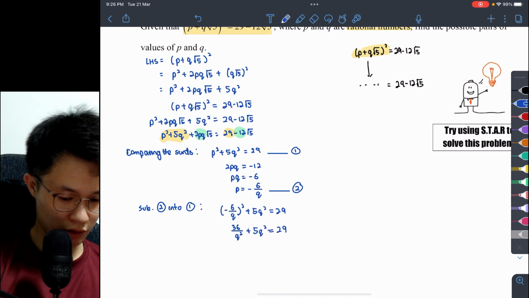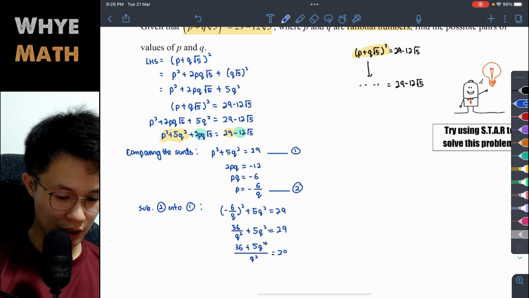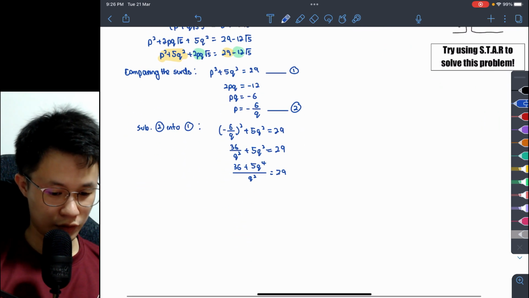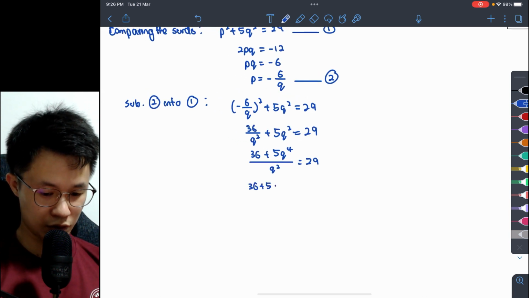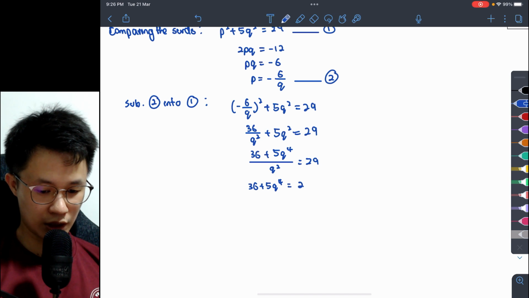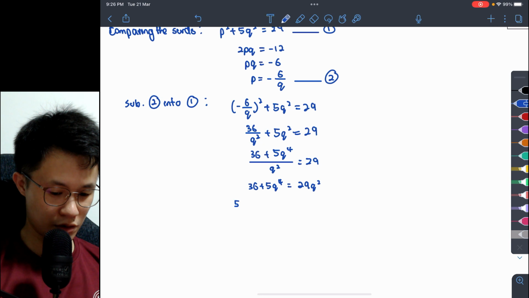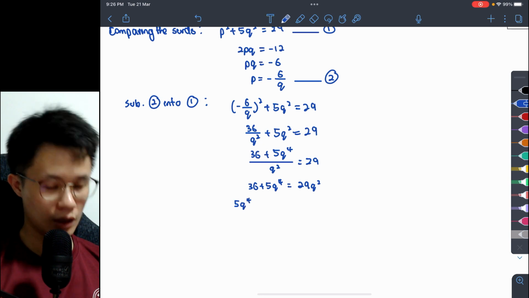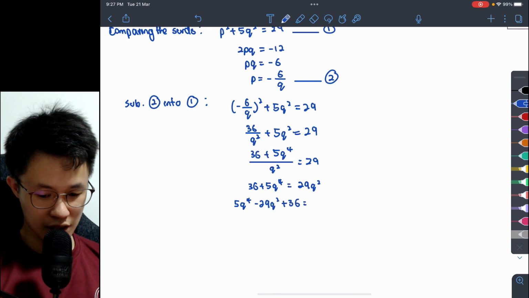Not going to be easy here, so it will be 36 plus 5q to the power of 4 divided by q square equals 29, and we can move things along the way. We will have 36 plus 5q to the power of 4 equals 29q square. Let's make this into an equation with one side 0. So we have 5q to the power of 4 minus 29q square plus 36 equals 0.